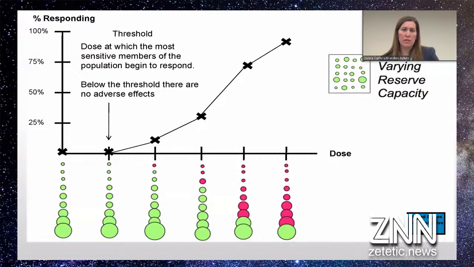So the point of departure, is it accurate to say the point of departure is a dose at which we begin to see a response?